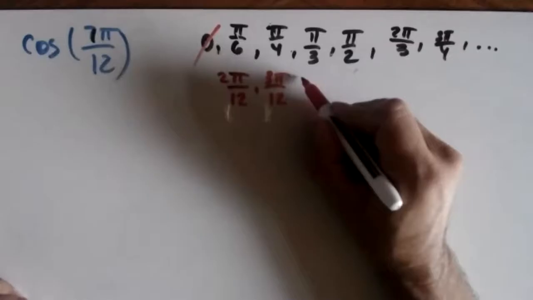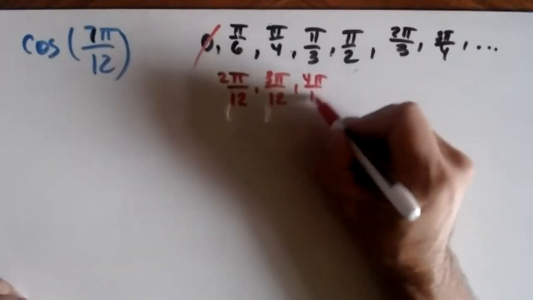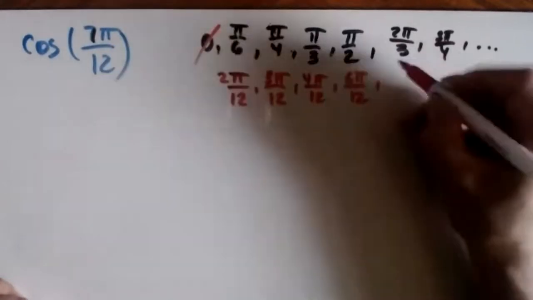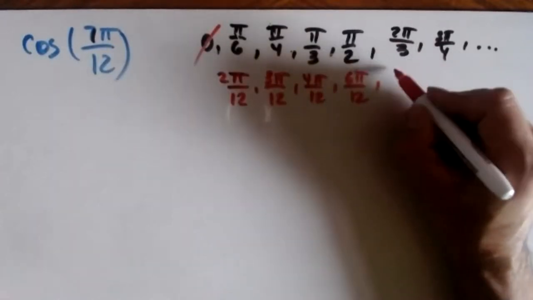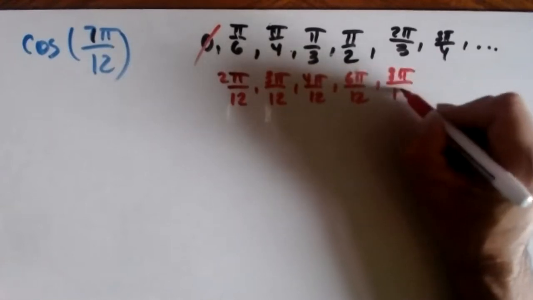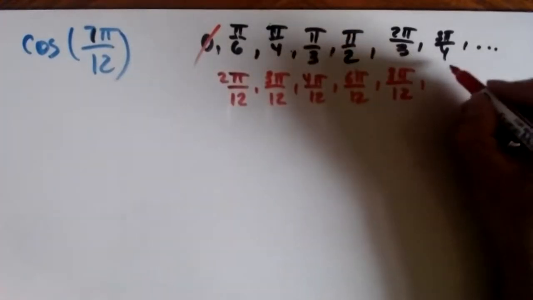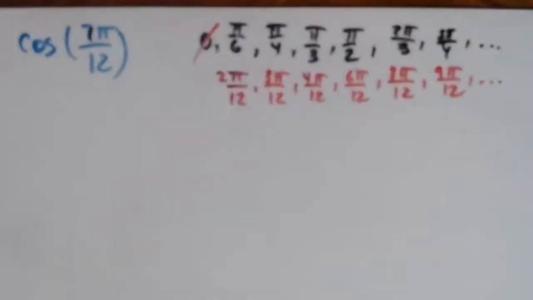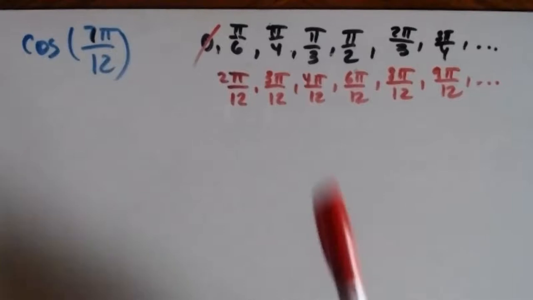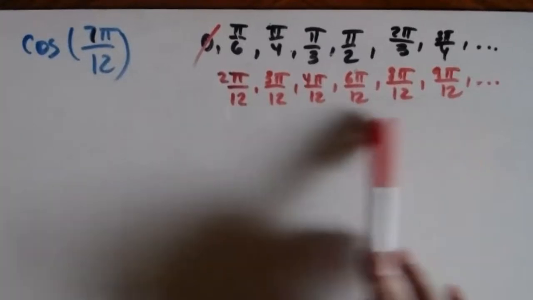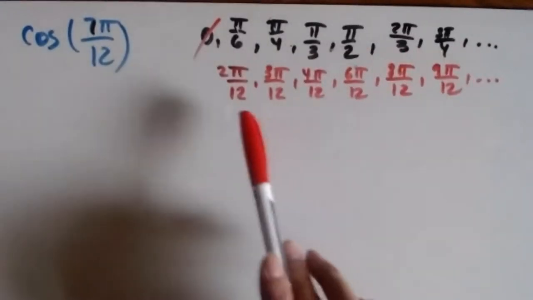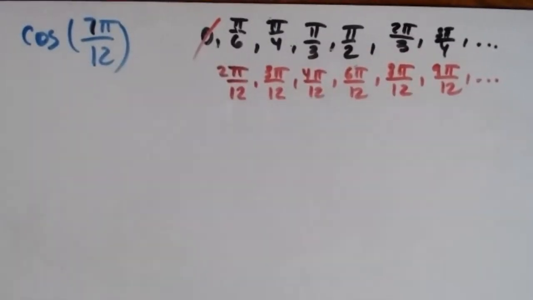Yeah, this is 4 pi over 12. This is 6 pi over 12. This is 8 pi over 12. This is 9 pi over 12, and so on, correct? So this is the trick. Remember, fractions can be added and subtracted only under the common denominator. So if you want to add or subtract these, you have to change them into a common denominator.